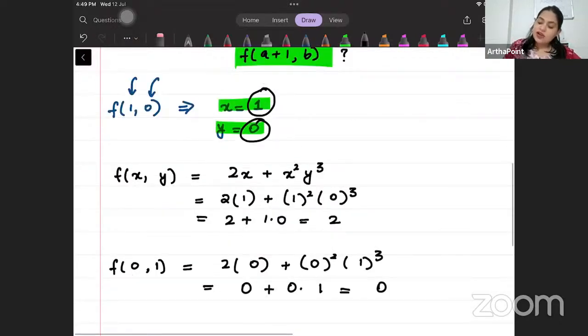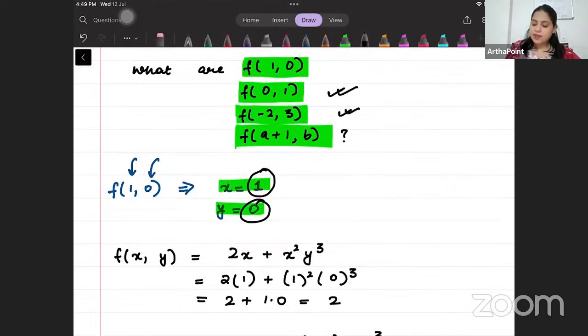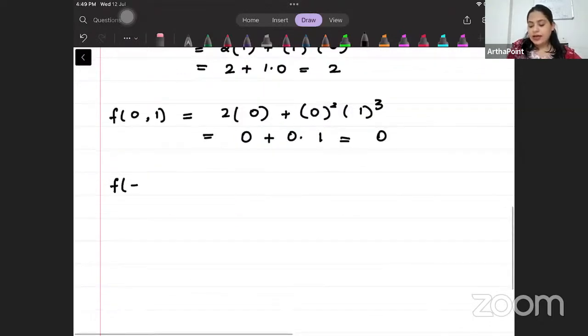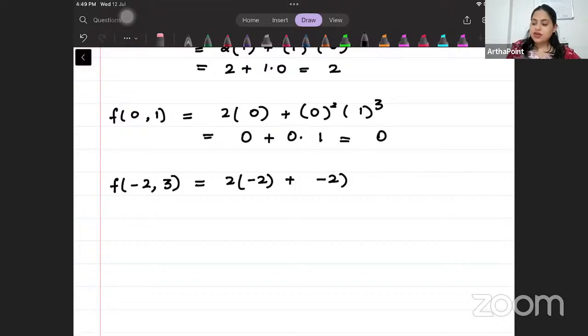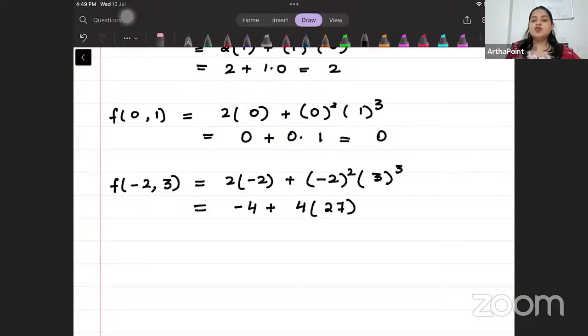Find the value of the function at -2, 3. Instead of x, put -2, and instead of y, put 3. So what will happen? 2 into -2 is -4, plus -2 whole square is 4, and 3 into 3 is 9, into 3 is 27. So 27 into 4 is 108. And this is -4, so this will be 104. So the value of the function will be 104.